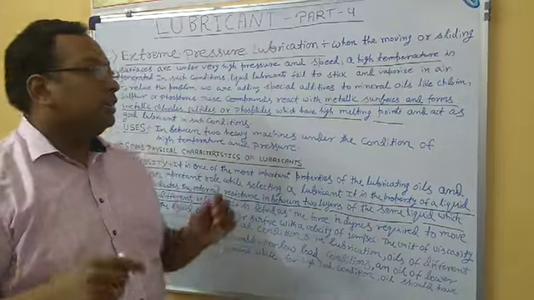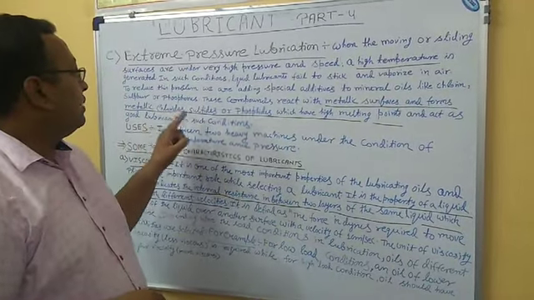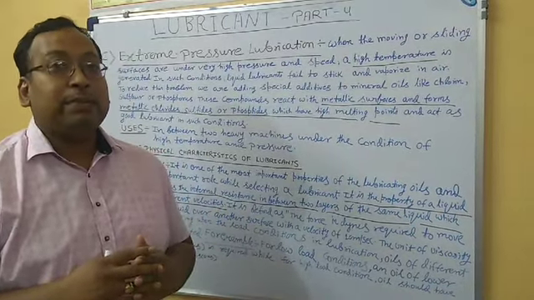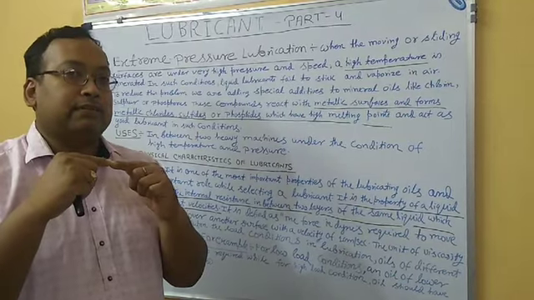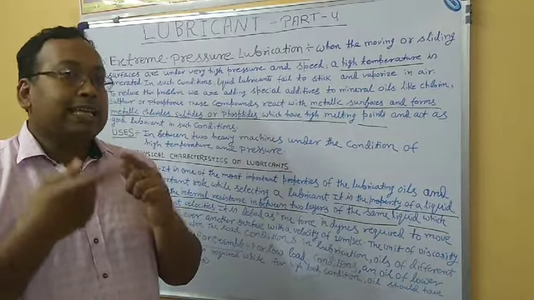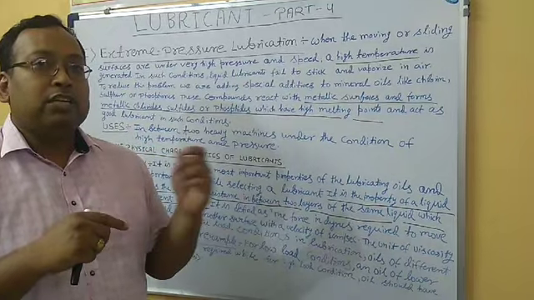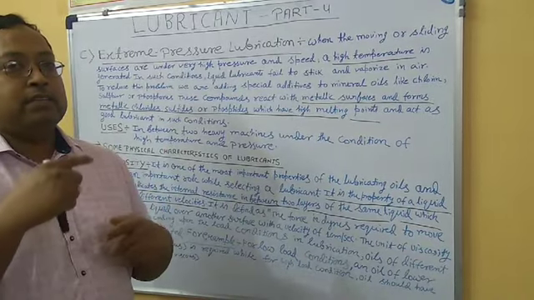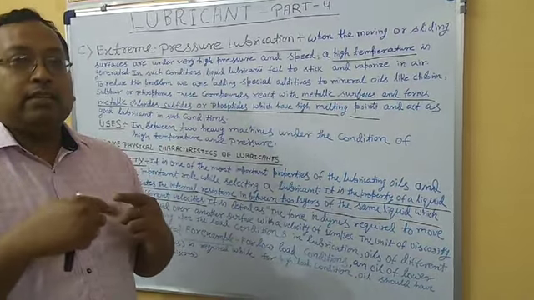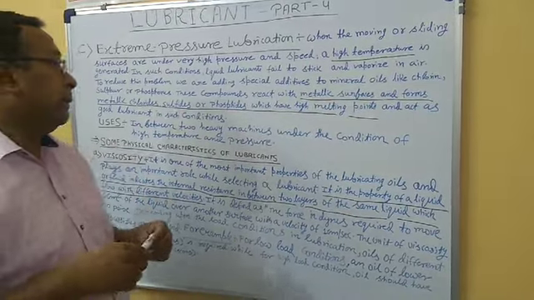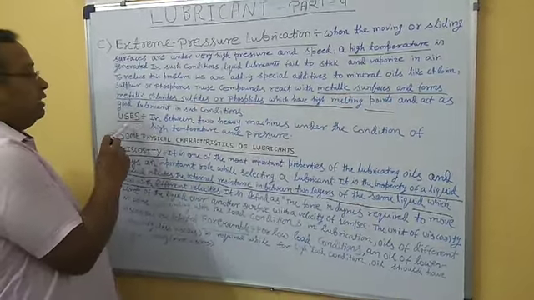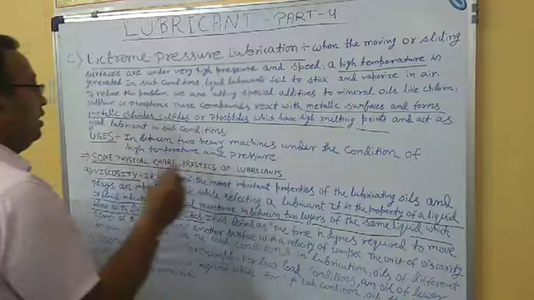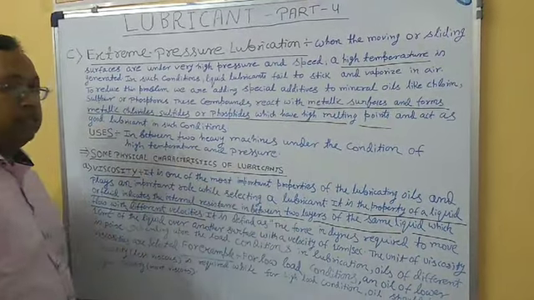I want to explain one thing here, that when such metal chlorides, sulfides or phosphides enter the oil, they make a bond with the metallic surface, and that is stronger in comparison to the previous liquid lubricants. So if the bond is strong, then what happens? They don't leave that place in high temperature conditions. Uses: in between two heavy machines under the condition of high temperature and pressure.